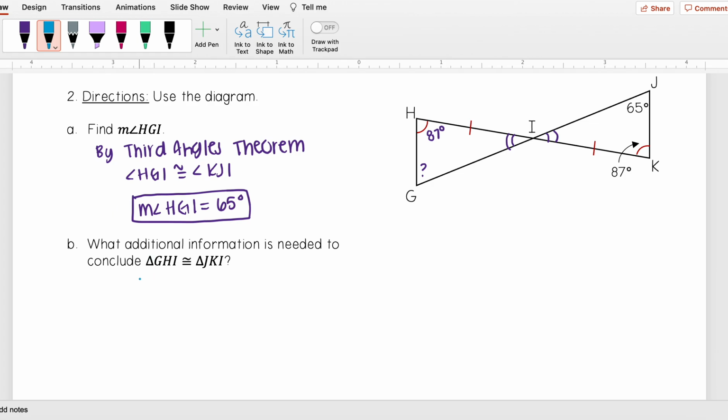So what we would say here is we need to know that HG, or GH, is congruent to JK, and that GI is congruent to JI.